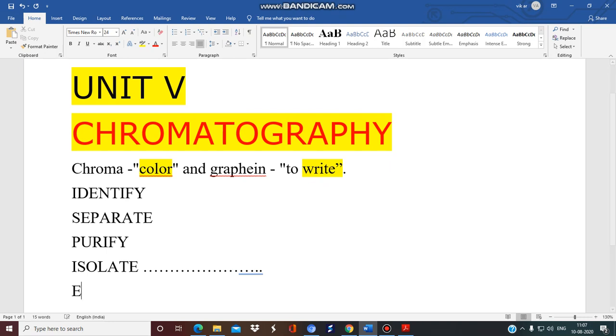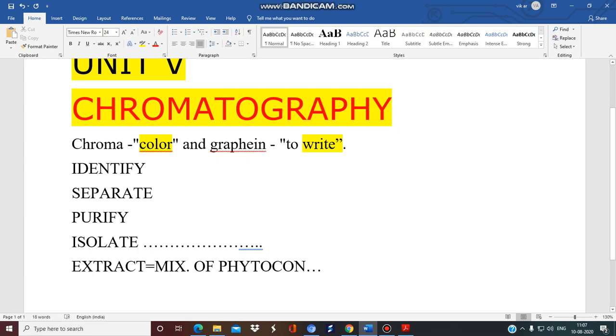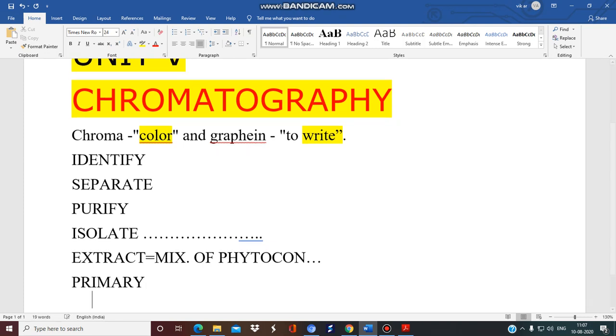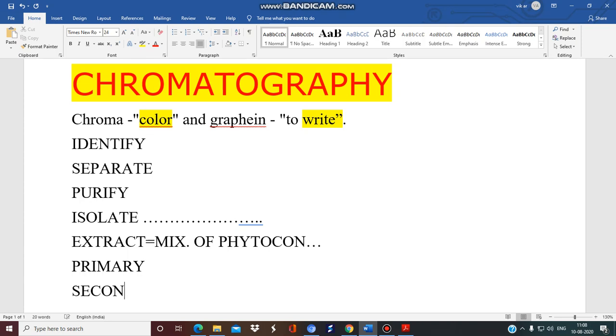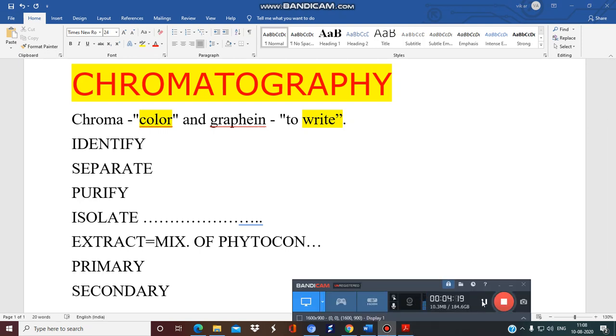And what is an extract? I'm talking about the plant extract. What is a plant extract? Extract is nothing but a mixture of phytoconstituents. I hope you have an idea about this. In a plant, we know, there are primary as well as secondary metabolites. So we can say extract is a mixture of primary and secondary metabolites. I hope this is clear now.